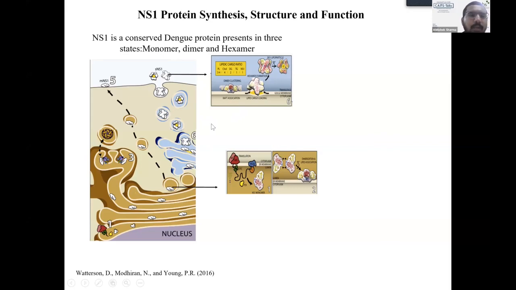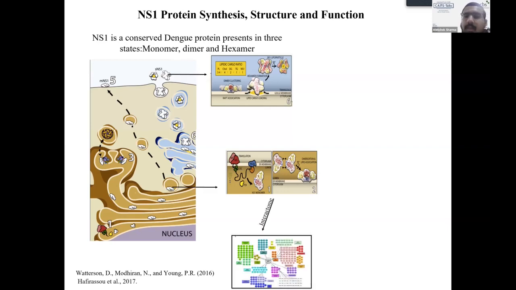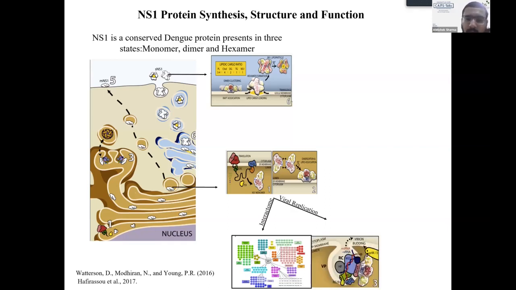So in simple words, NS1 is a highly conserved dengue protein and it is present in 3 states: monomer, dimer, and hexamer. Out of these 3 states, dimer and hexamer are the functional units. Why the functional unit? Because within the cell, the dimer state interacts with a huge array of host proteins, which include the STATs and other important viral proteins, other host proteins. Also, this dimer unit is very critical for viral replication, and multiple studies have shown that if you remove NS1 from the dengue genome, viral replication will halt.